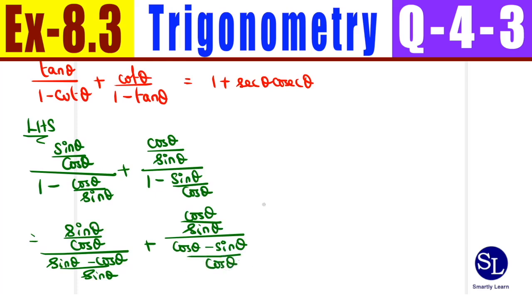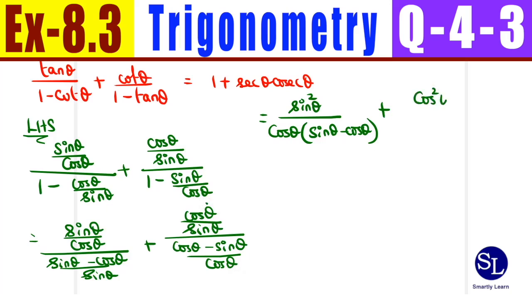Now let's just rearrange this fraction. In this case, the denominator's denominator will come to the numerator. So this becomes sin squared theta in the numerator divided by cos theta into sin theta minus cos theta. Now plus, here also this denominator's denominator will go to the numerator. So this will be cos squared theta divided by sin theta into cos theta minus sin theta.